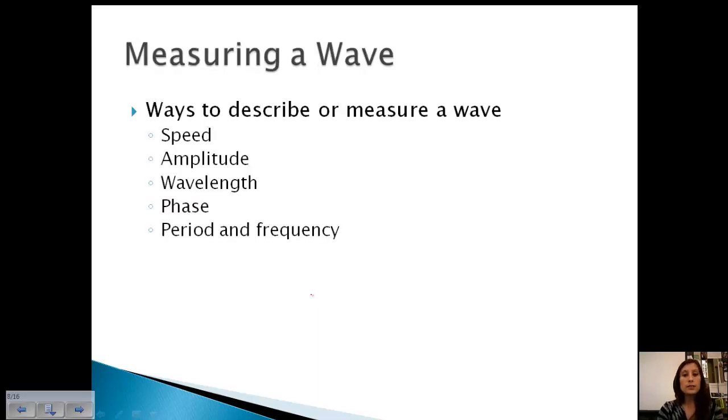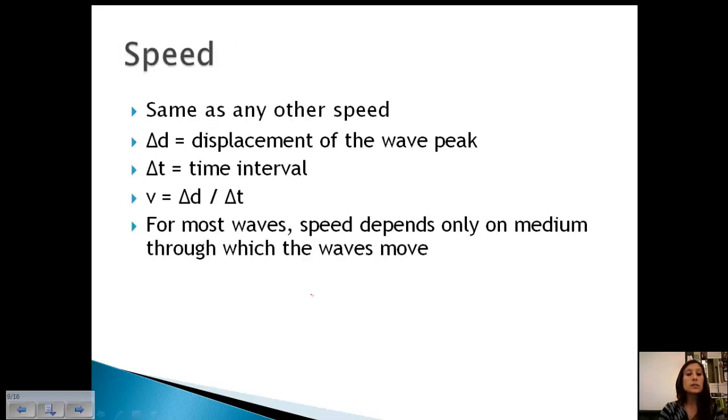Okay, so we've talked about three different types, and now we want to talk about what are the different quantities we can use to measure a wave. Well, there are lots of different ways to describe or measure a wave, including speed, amplitude, wavelength, phase, period, and frequency. So we're going to talk about each of those. So let's look at speed.